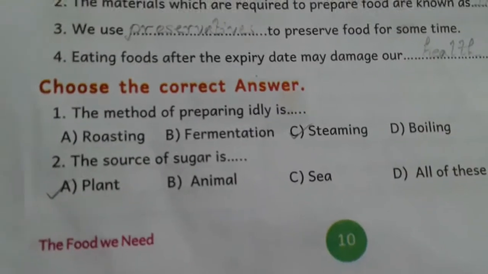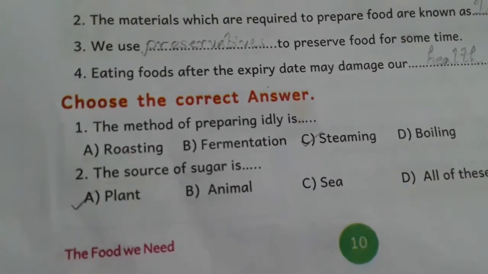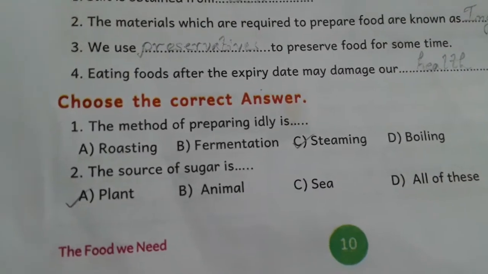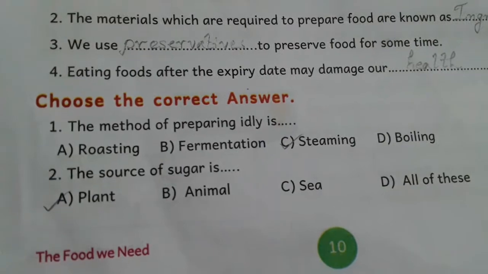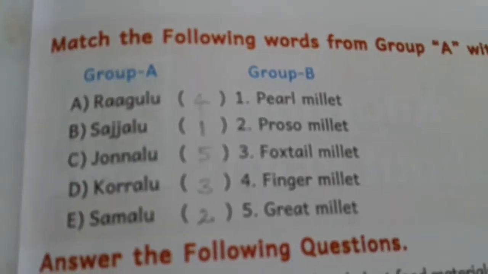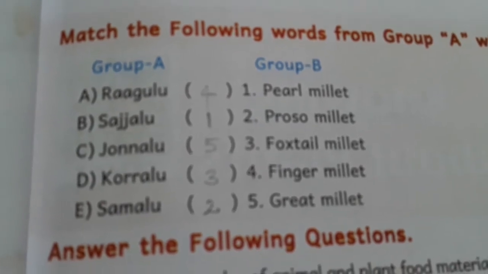Steaming. And coming to the second one, the source of sugar: does it come from plant, or animal, or sea, or all of these? What is the correct answer? Option A, plant. See children, match the following words from group A with group B.